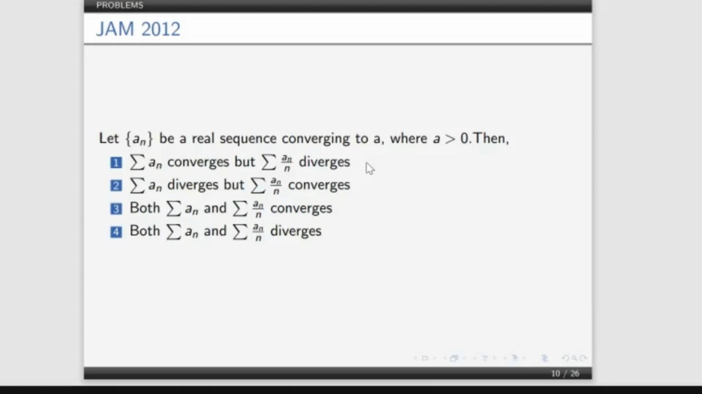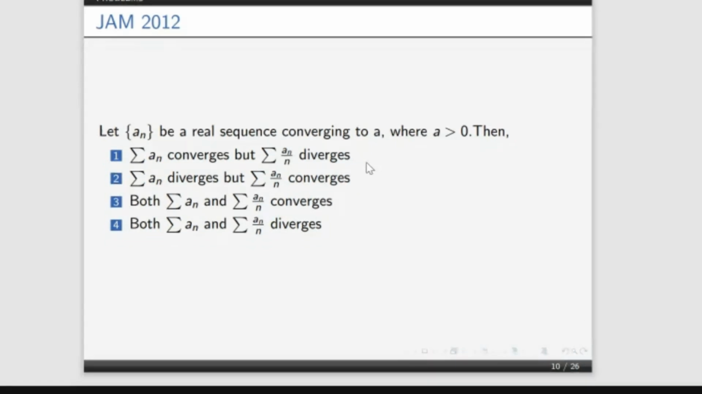Okay, options 1 and 3 are coming. So most are saying that series an is convergent. Confusion is only regarding series an by n. Okay, ma'am, I think both are convergent. Both are convergent, that is option 3. Okay, so 1 and 3 are coming simultaneously.